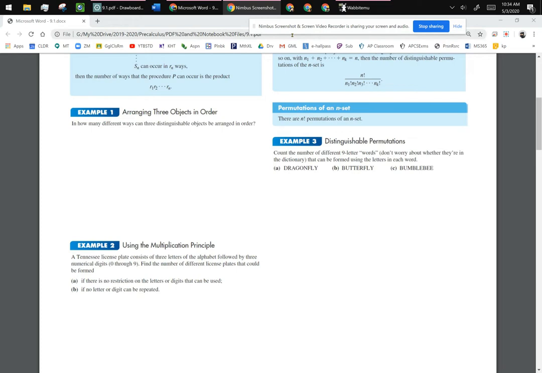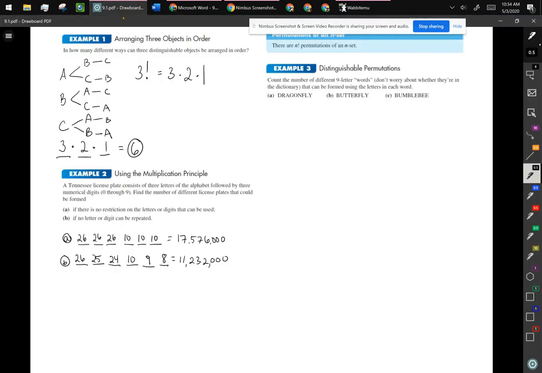I find these examples to be kind of easy to do, but very interesting, and understanding example 3 really helps you develop a stronger understanding of permutations and combinations, which we're going to be getting into very soon.